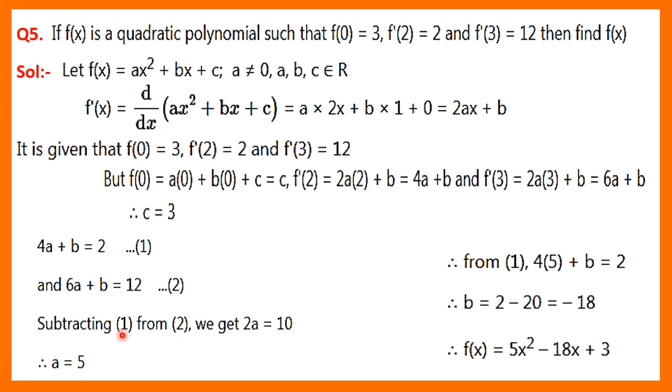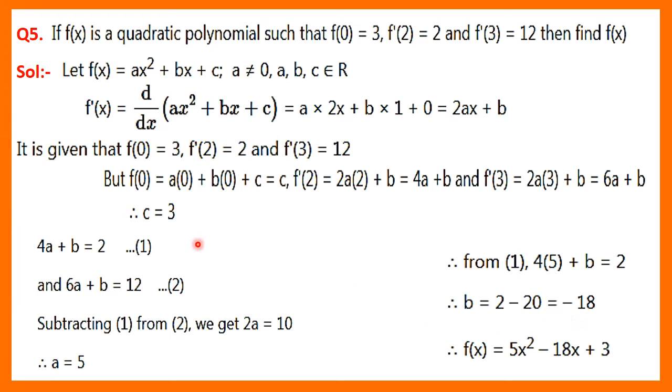Now, subtracting the equation number 1 from 2, we will get 6a minus 4a, that is 2a, b minus b 0, 12 minus 2, 10. That is 2a is equal to 10, so a is equal to 5. Now we substitute this value of a in equation number 1, that is 4 into 5 plus b is equal to 2. That is b is equal to 2 minus 20. 4 into 5 is 20. It will go to the right hand side as minus 20, which is equal to minus 18.